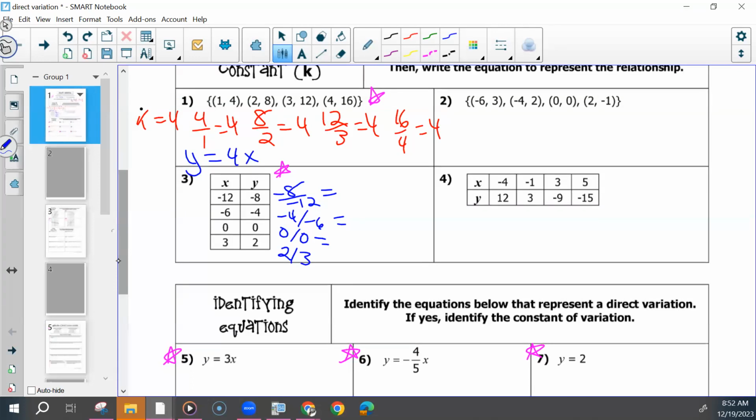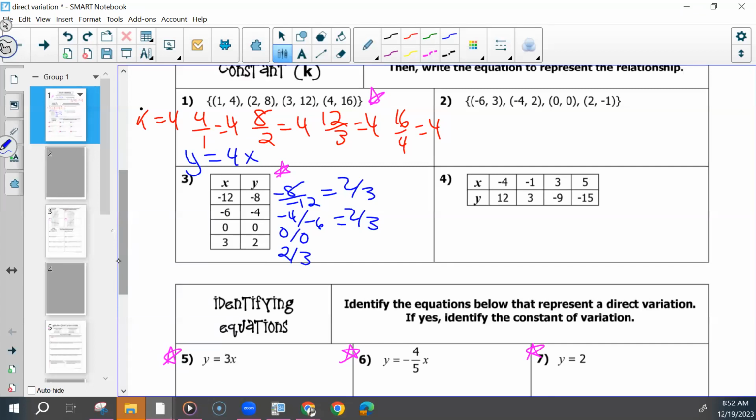Negative 8 over negative 12 would give us, divide both by 4, 2 over 3. Negative 4 over negative 6, also 2 over 3. We can't divide 0 over 0, that won't work because we're dividing by 0. So you would think, looking at this, we don't have a constant k.